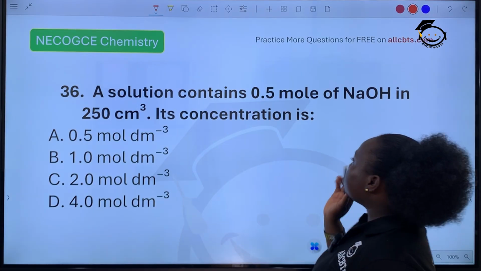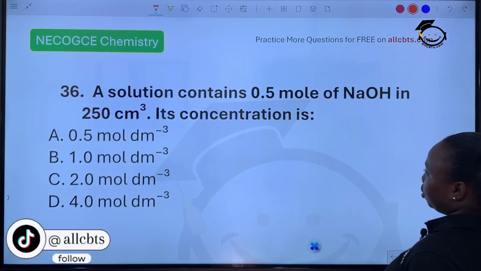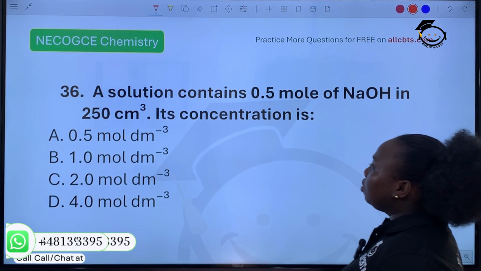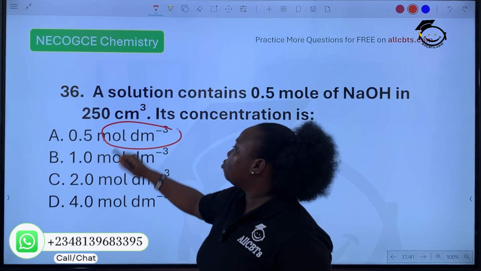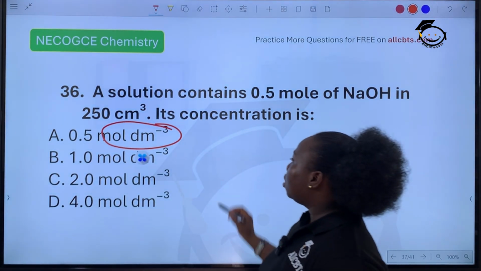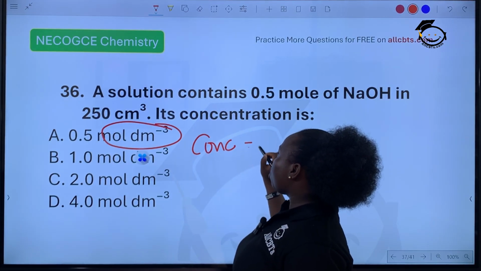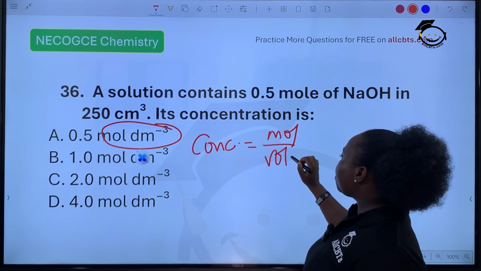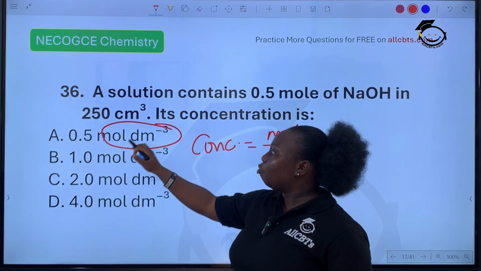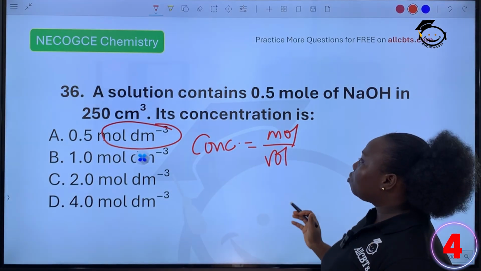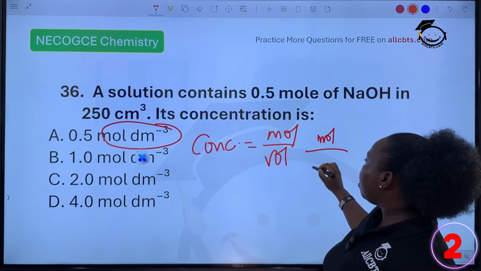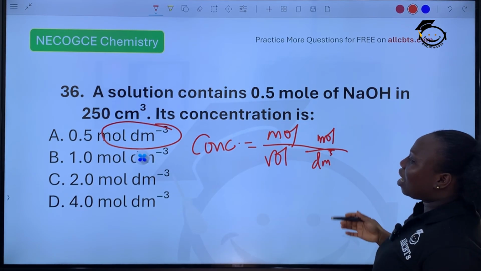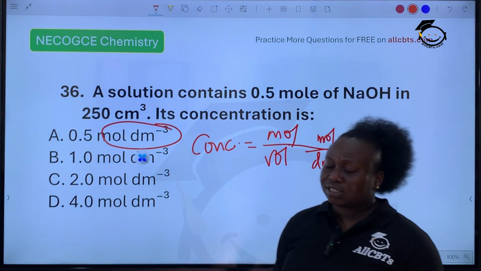Number 36, a solution contains 0.5 moles of NaOH in 250 cm cube. Its concentration is what? You should know the formula you are going to use already. Concentration equals mole over volume. Why? Because in our answers, they gave us mole per dm cube. In physics, they will tell you it is mole dm to the power minus 3, where the minus means that it is all over. So you can know the equation to use from the unit of your answers.